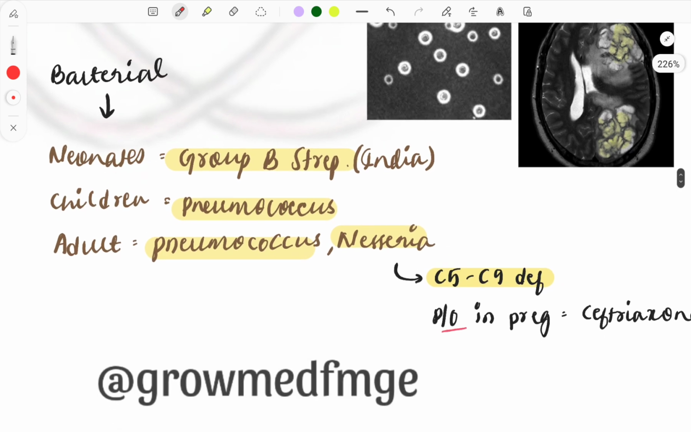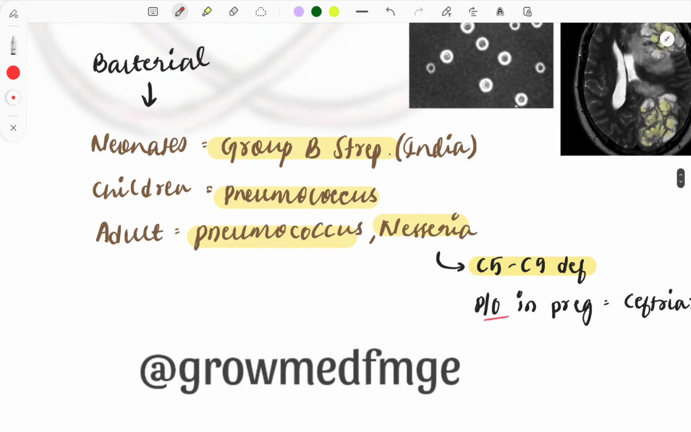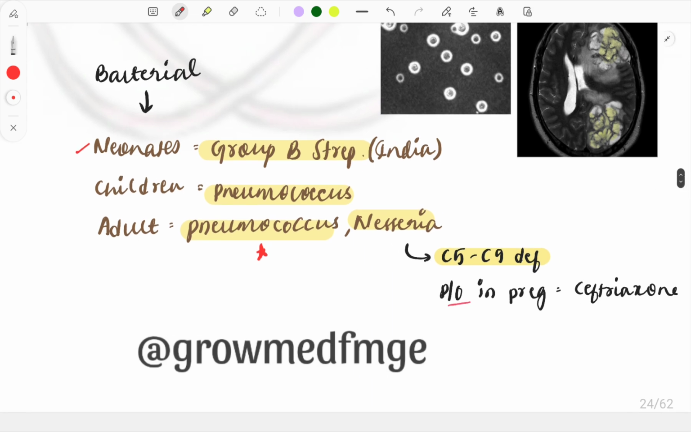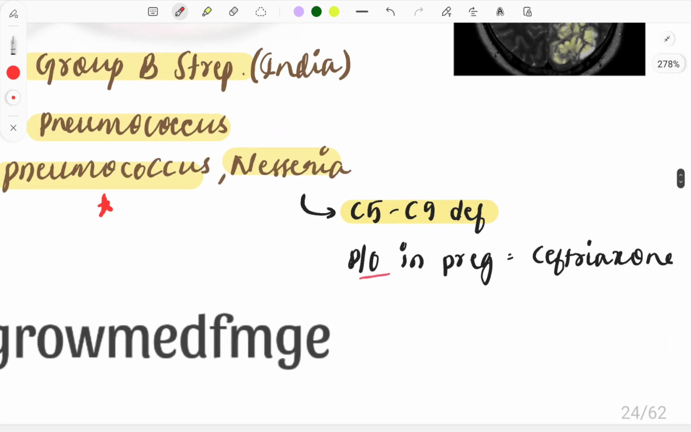Then bacterial meningitis. You need to look at the age group described in the clinical case because it is very important. The causative organism is different in different groups. In neonates, it is group B streptococci in India, but outside, all around the world, I think it is E. coli. I'm not able to recall it properly, but I think it is E. coli. Then in children it may be pneumococcus, in adults pneumococcus, and Neisseria is also an important organism in adults. Neisseria is classically seen with C5-C9 deficiency.